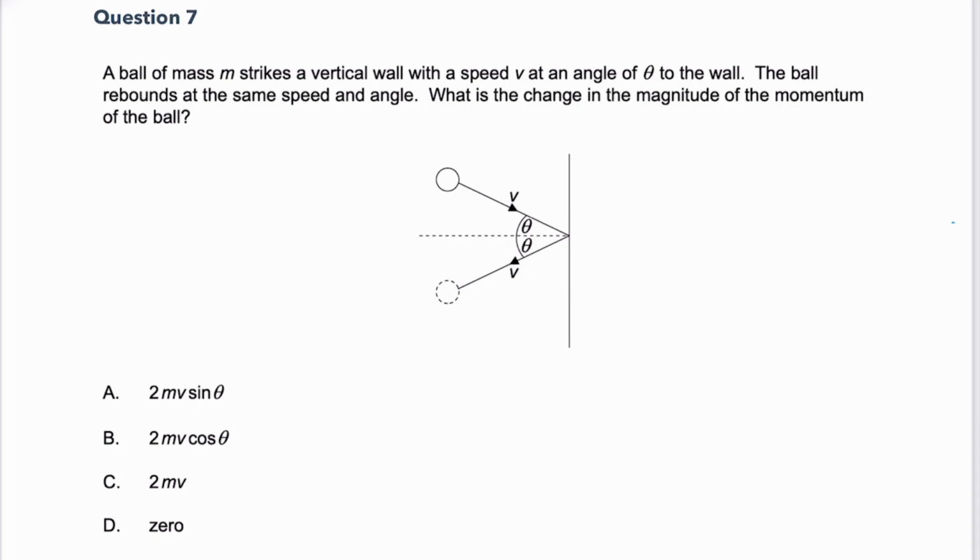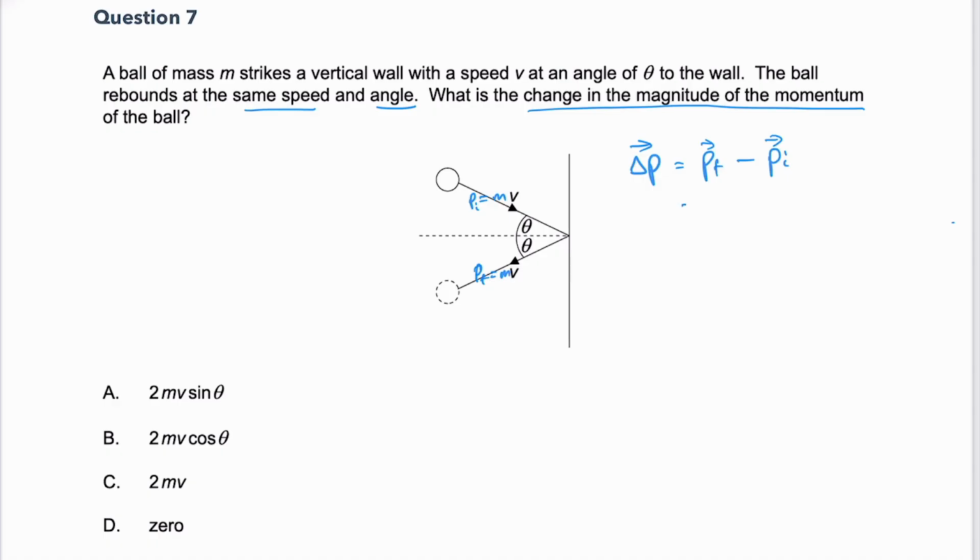Question 7. A ball of mass m strikes a vertical wall with a speed v at an angle of theta to the wall. The ball rebounds at the same speed and angle. What is the change in magnitude of the momentum of the ball? Right. Change in momentum is equal to the final momentum minus the initial momentum. And momentum is a vector. Wait a minute, we can turn these into momentum vectors. p equals mv, and that's p initial, the initial momentum. p final is equal to mv, and that's the final momentum.